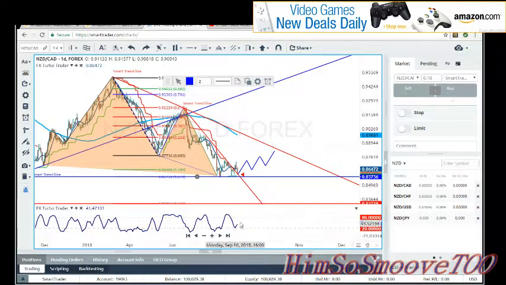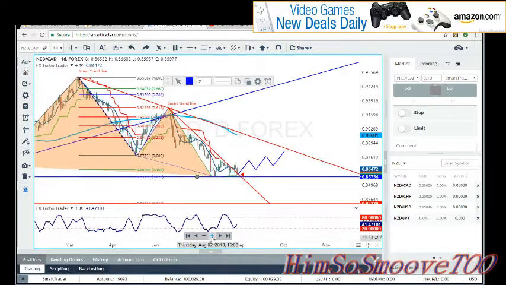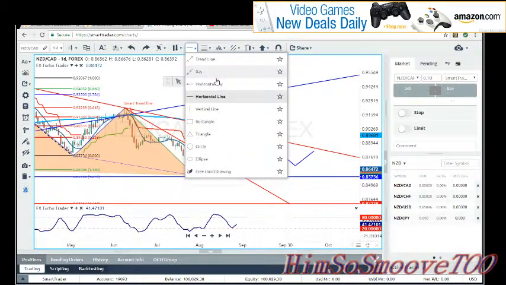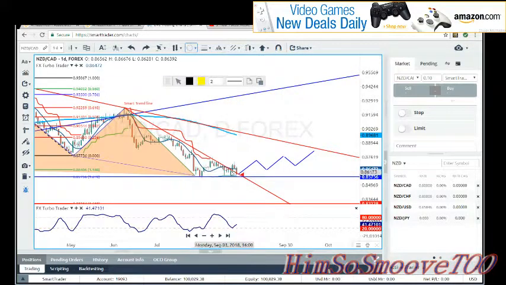we have to take note that the stochastic is in the oversold zone. So this is an indicator needing to buy. We have a trend line break. Right there, got that trend line break. And this could be the test of the backside of this inner trend line.